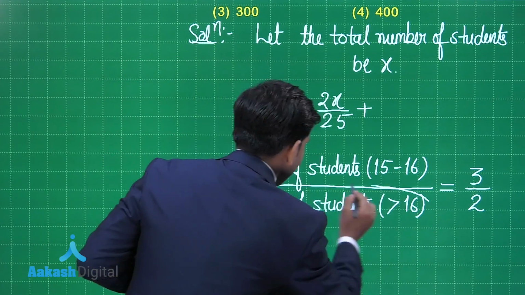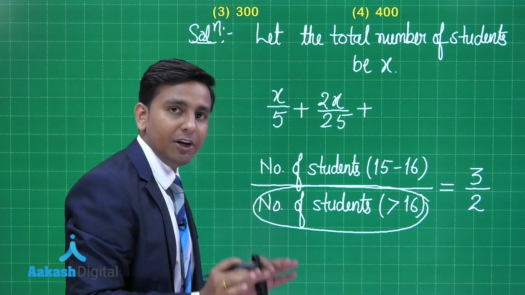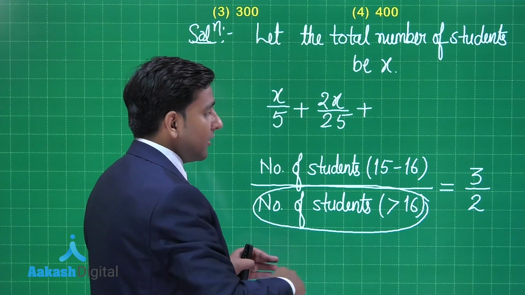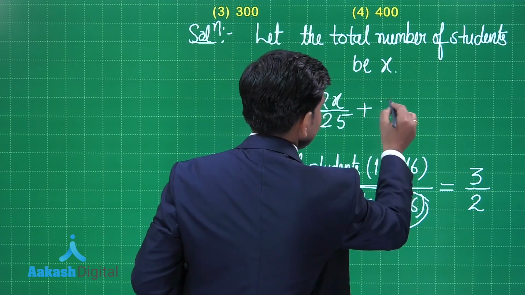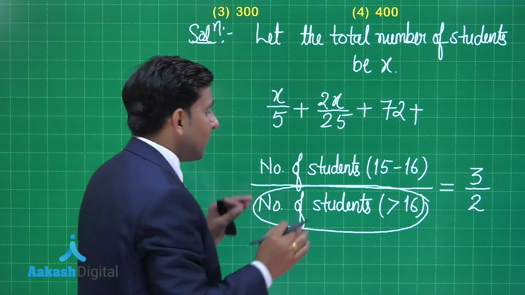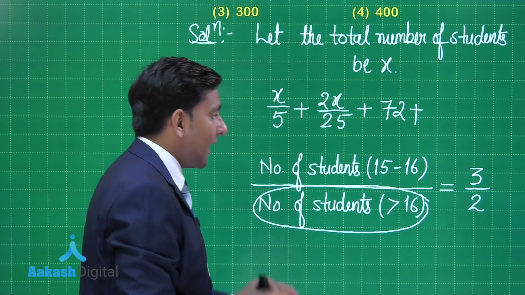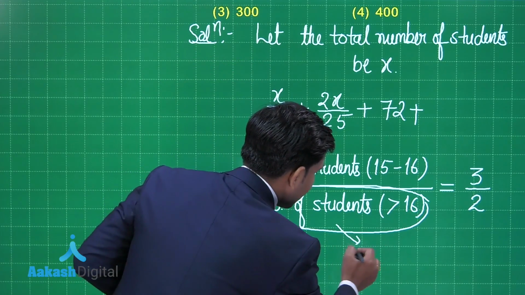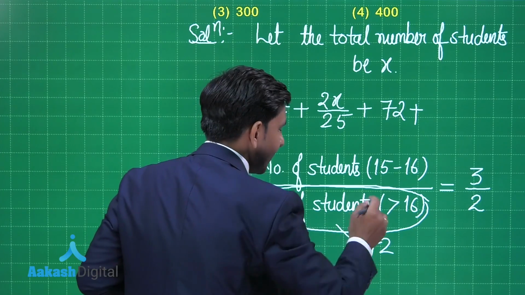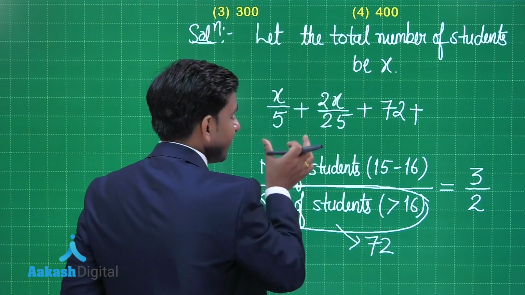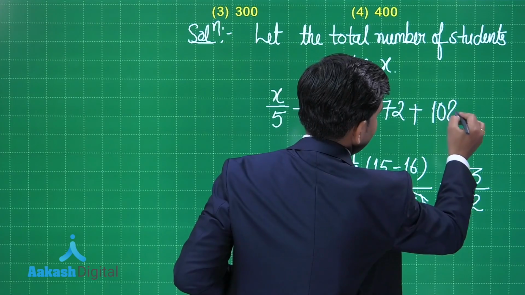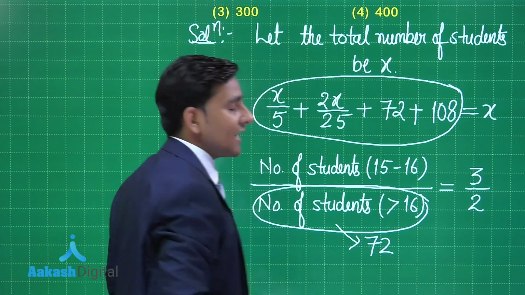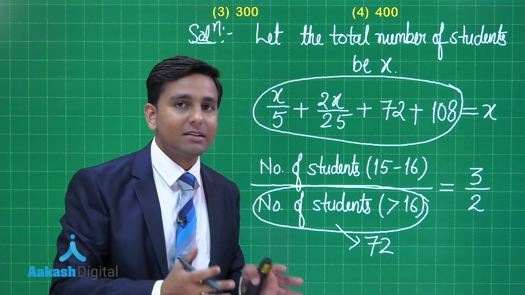So the expression in the denominator is equal to 72. That means we have the number of students who are above the age of 16 years. We have to find the number of students whose age is lying between 15 to 16 years. So with the help of this equation, if I put the value of the denominator term as 72, we will obtain the value of numerator as 108. So the sum total of these numbers is equal to X, because as per our assumption, the number of students in the class is X.